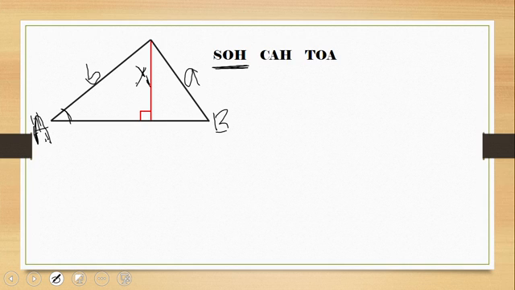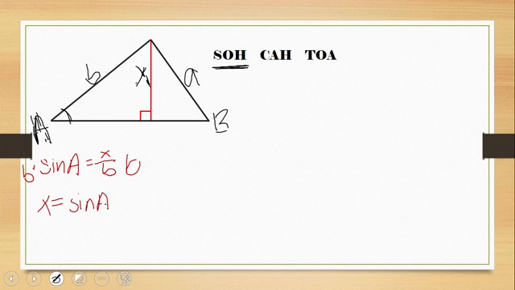So let's write sine of angle A equals x, which is the opposite, divided by b, which is the hypotenuse. So to solve for x, we would multiply both sides by b, giving us x equals sine of A times b.